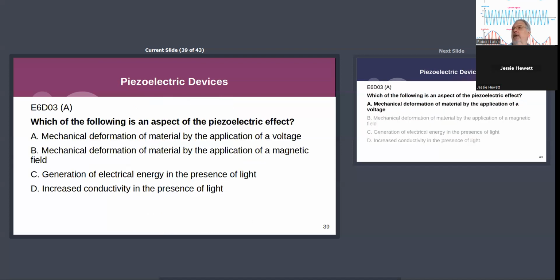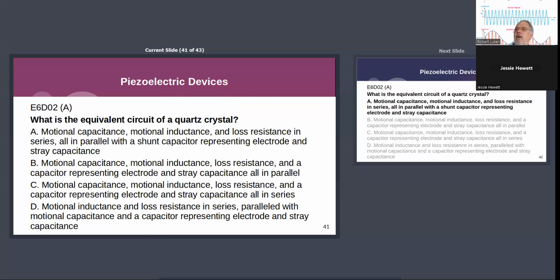So which of the following is an aspect of the piezoelectric effect? All right, this is the mouthful one. So what's the equivalent circuit? It's definitely motional capacitance, but past that, I don't know. So you can eliminate D then. Shunt capacitor. Yep, that's one of the keys, the shunt capacitor.